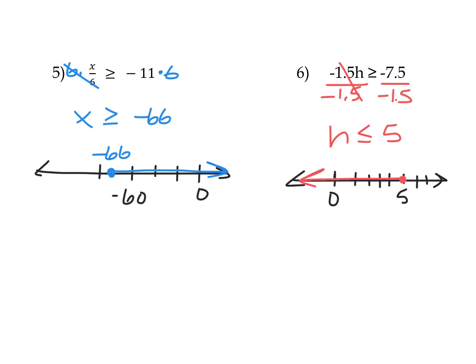So solve an inequality by isolating the variable, getting it by itself using those inverse operations. And the key to remember with the multiplication division is when we're doing a multiplication or division on both sides by a negative, switch the direction of that inequality.